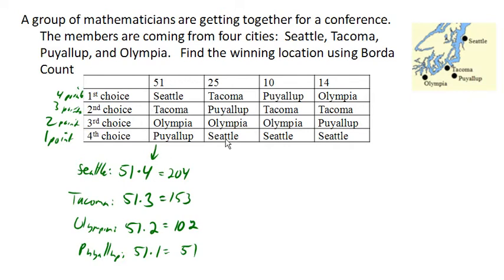Now for these 25 voters, we're going to add in some additional points. So Seattle here is going to earn 1 point each, because remember this is last place, so 1 point from each of those 25 votes. Then Tacoma is going to get 4 points for each of those 25 votes. Olympia is going to earn 2 points from each of those 25 votes, and Puyallup is going to earn 3 points from each of those 25 votes. And then on to the next group.